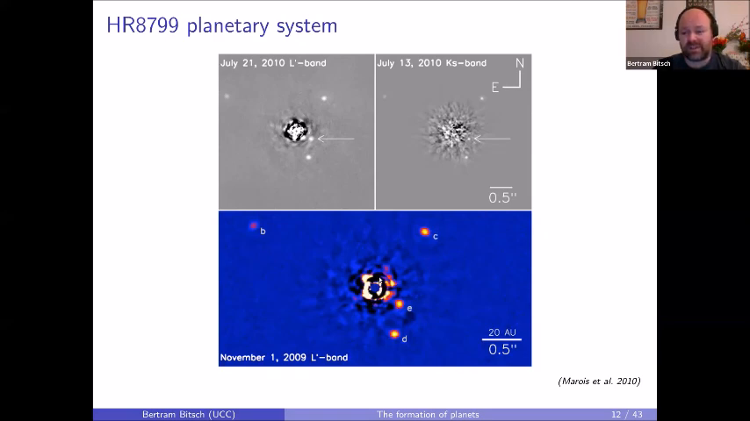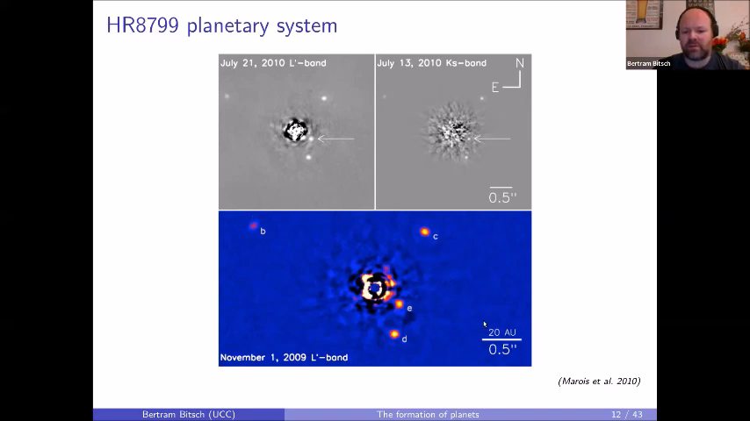You don't see the star actually, because the idea here is that you put something in front of the telescope to get rid of the light of the star, so you can actually see the planets, because the light of the star will outshine the emissions that we see from the planets. So in this case, we have 4 giant planets around the system.